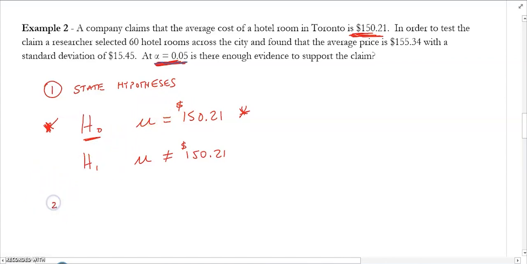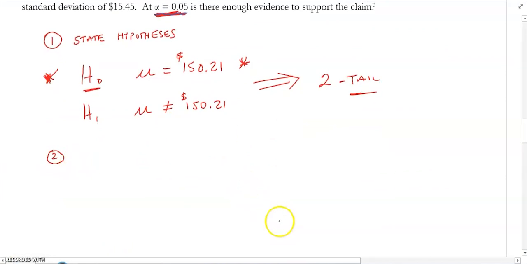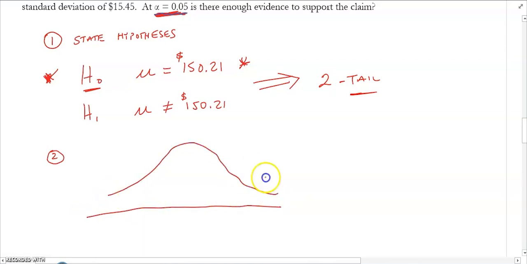Second step is to determine the critical values. In order to do this, we have to draw our picture, but this is telling us that this is a two-tail scenario, right? If it has the mean is equal to and a mean not equal to, that's a two-tail scenario. So what does that look like? Let's draw our normal distribution. And this time we're going to put two tails together.